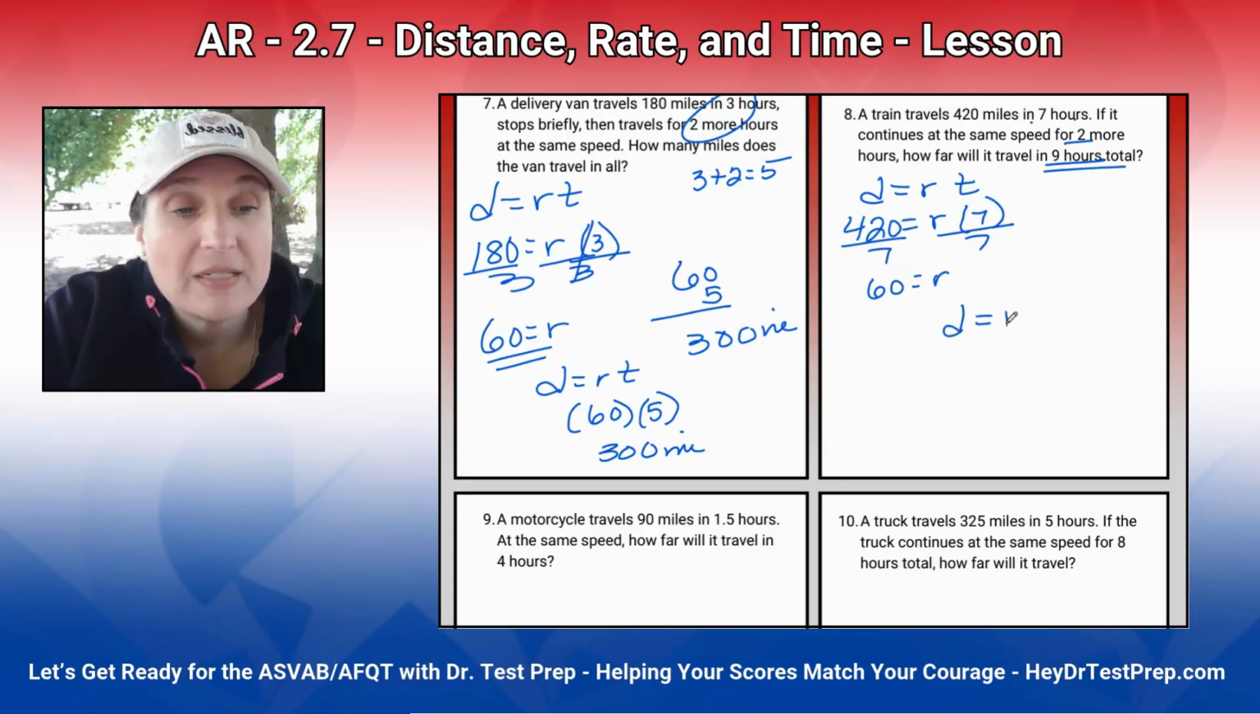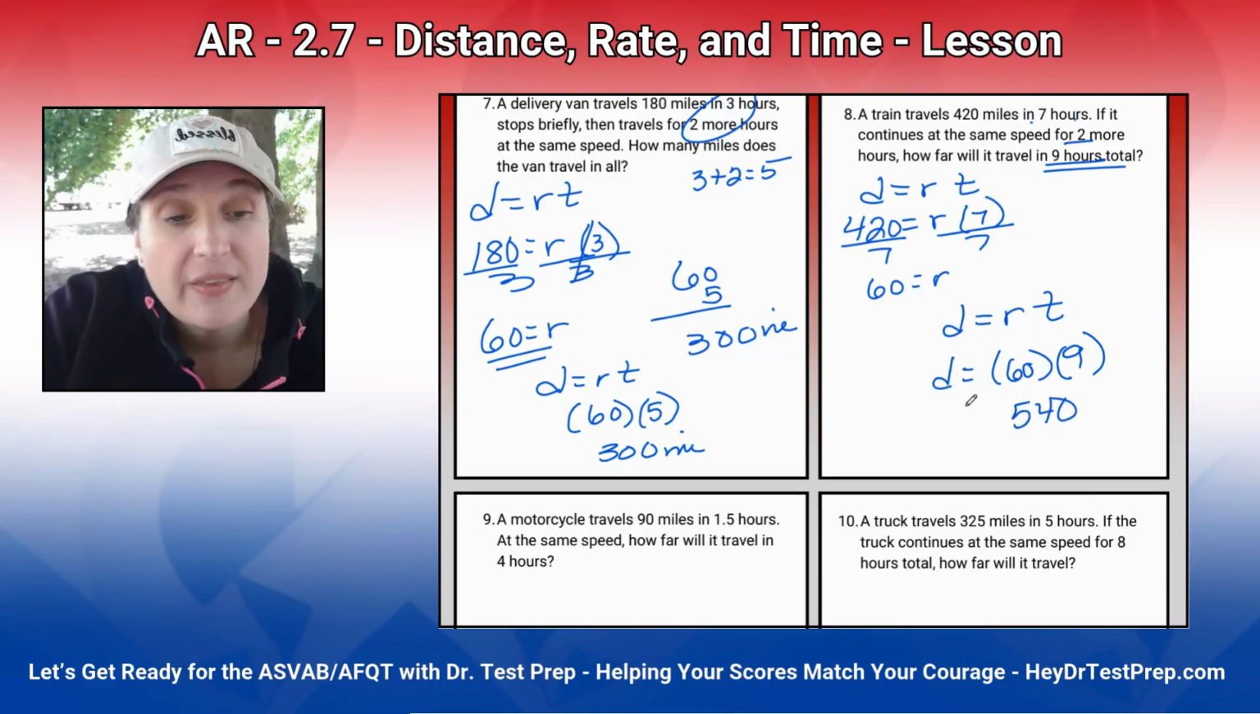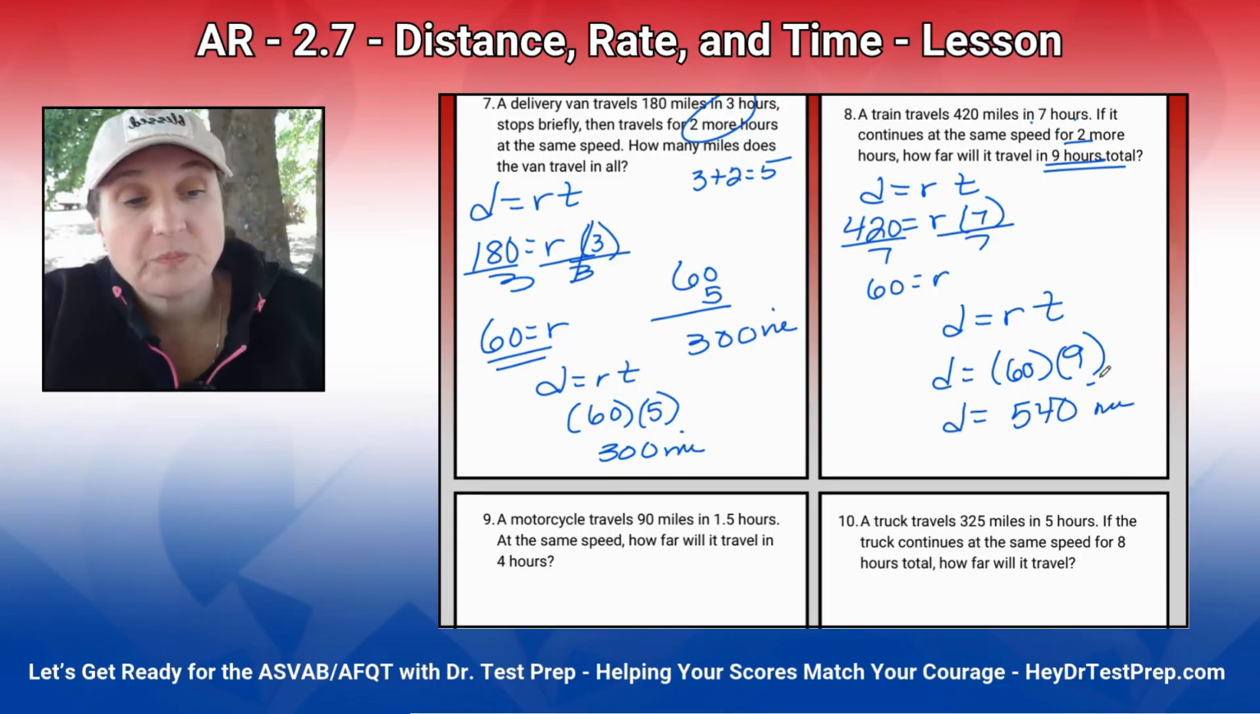Well, we've got what's the total, how far? So we know the rate is 60. Now we know we want 9 total hours. 9 times 6 is 54. And then throw in that last 0, so 540.